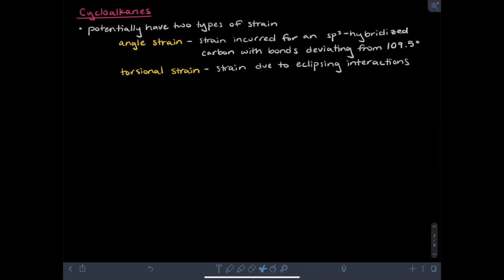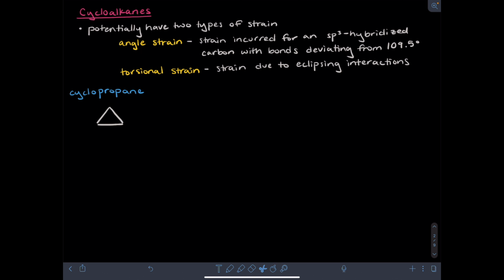Another type of strain that can be present in cyclic alkanes is known as torsional strain. This is strain due to eclipsing interactions, like the type that we saw in Newman projections for eclipsed conformations.